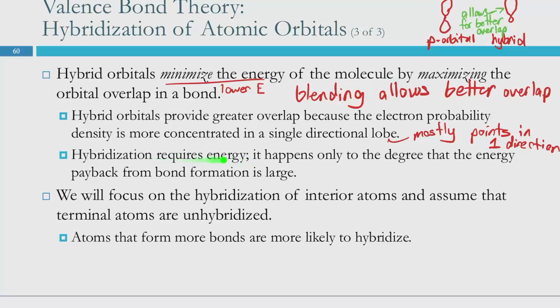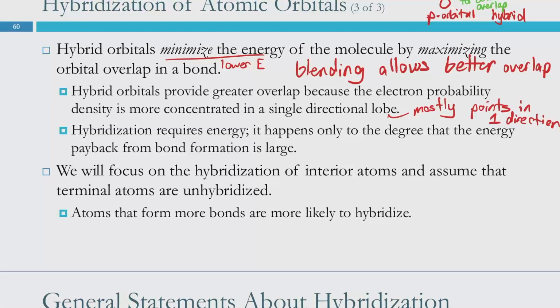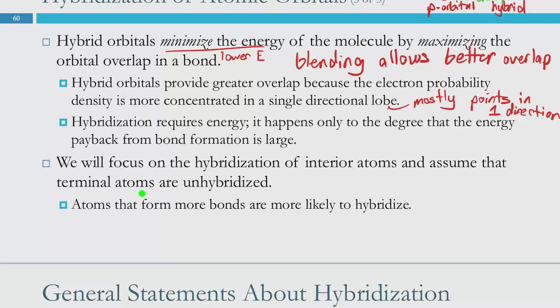Okay, hybridization does require energy though. It takes energy to blend our orbitals together, and so there has to be some incentive. There has to be an energy payout. So if the energy that we get out from bond formation is big enough, then we can go ahead with this hybridization. It takes energy to rearrange our orbitals. We are going to just focus on hybridization of interior atoms, usually just one interior atom, and our terminal atoms are going to stay unhybridized. They're just going to be normal standard atomic orbitals.